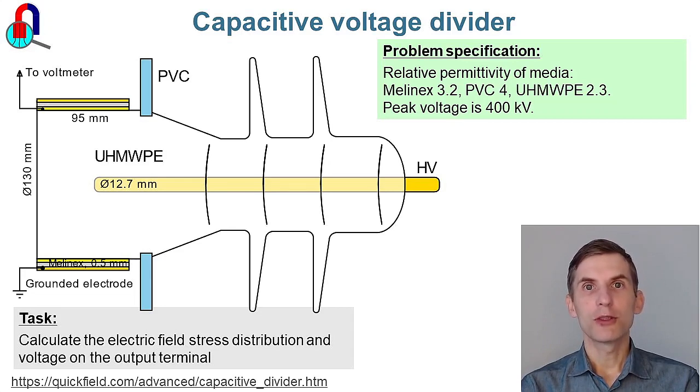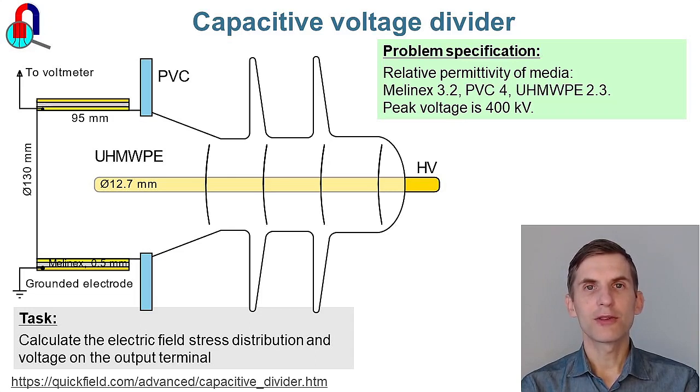Capacitive voltage divider can be used to measure static, AC, and transient voltages, and the maximum allowed voltage is 400 kilovolts. My task is to calculate electric field stress distribution and the voltage at the output terminal. The geometry model features rotational symmetry, so I am going to build a two-dimensional axisymmetric model in QuickField.